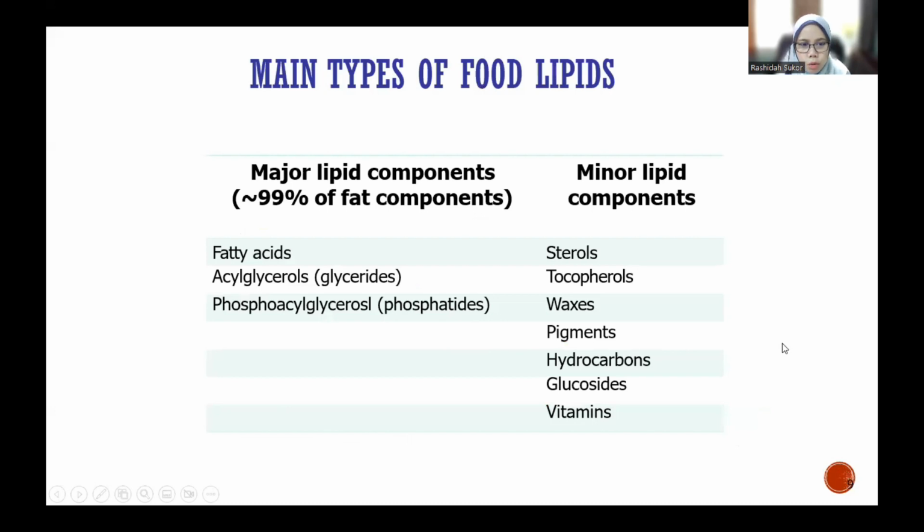So major lipid components, the main types of lipids. The major component of lipid is fatty acid. Nanti kita tengok apa maksud fatty acid. And then we have acylglycerols or glycerides, like I mentioned, whether we call it triacylglycerol or triglycerides. Acylglycerol and glycerides are the same. And then we have glycerols or phosphatides. These are the major lipid components, more than 99% of the fat component.